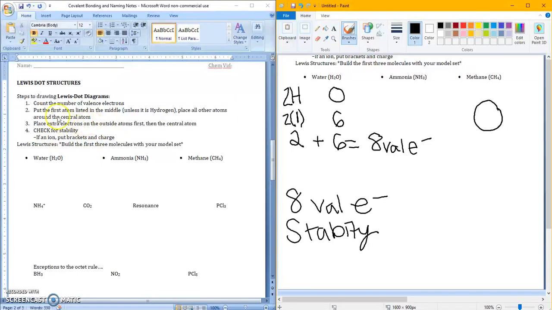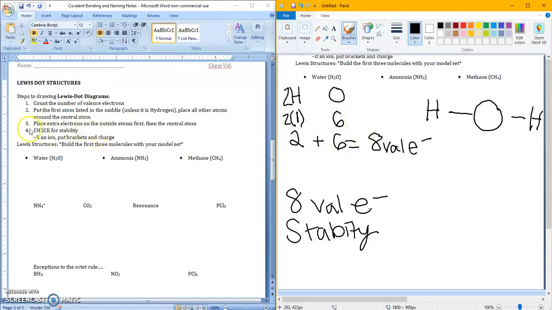Place all other atoms around the central atom. So I am going to place a hydrogen over here and a hydrogen over here. Okay? Now, if you notice, they are as far apart as they can be. That's because, of course, electrons don't like each other, right? They repel. Okay, I cleaned up my page a little bit so it's easier to follow.